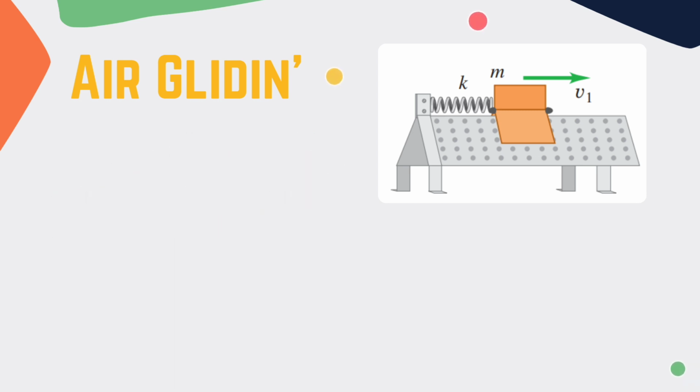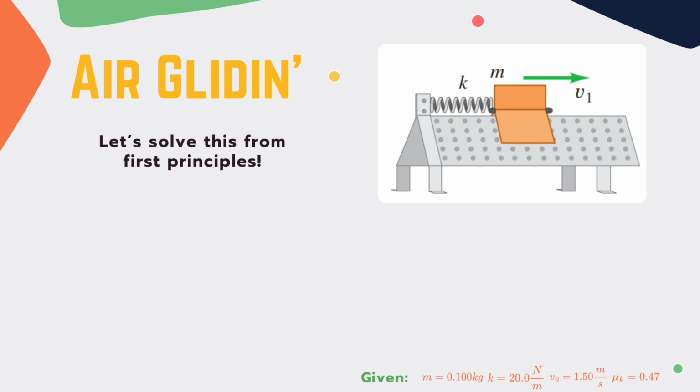And time's up. So before we do any solving, let's just list our givens. We have m equals 0.100 kilograms, k equals 20.0 newtons per meter, v naught equals 1.50 meters per second, and mu k equals 0.47. Now that we have those, let's solve this from first principles. We first try the case with no friction.